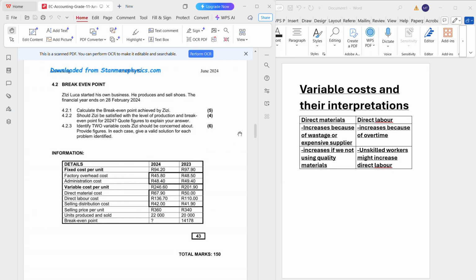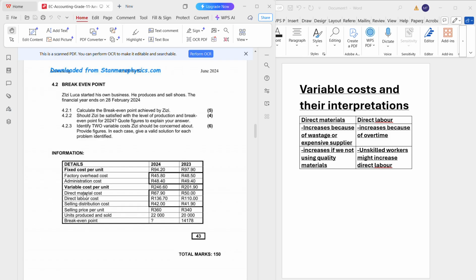Okay, so now we have the variable cost. Our direct material cost, sorry, increased from 50 to 67.9. So it increased by 17.9 rand per unit. We don't want increases because now our material is very expensive. So I've explained here, to compensate for expensive material, maybe you can use cheaper suppliers, or use quality material, or maybe supervise to reduce wastage.